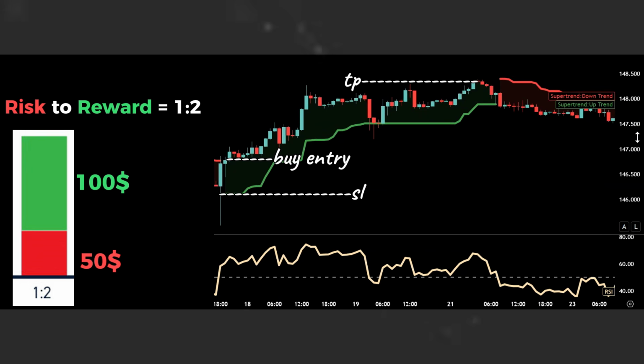This way, one winning trade can cover two losing ones. This is how profitable traders manage risk over time. Many beginners skip this step and rely only on signals, but managing risk is what really grows your account.